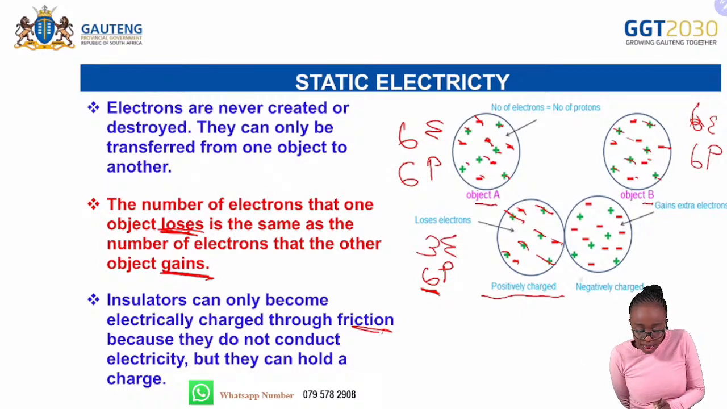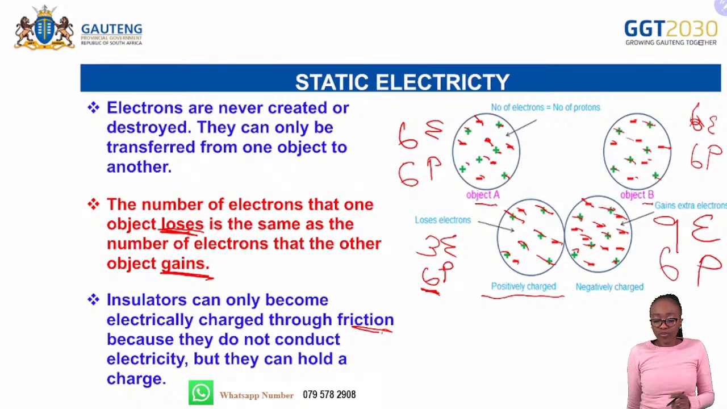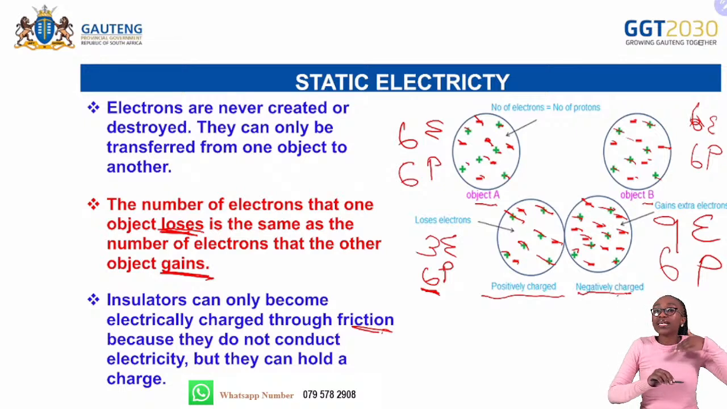Now over here we have 9 electrons and 6 protons. So we have more electrons than protons in object B, which means object B is now negatively charged because it has more negative charges than positive charges.